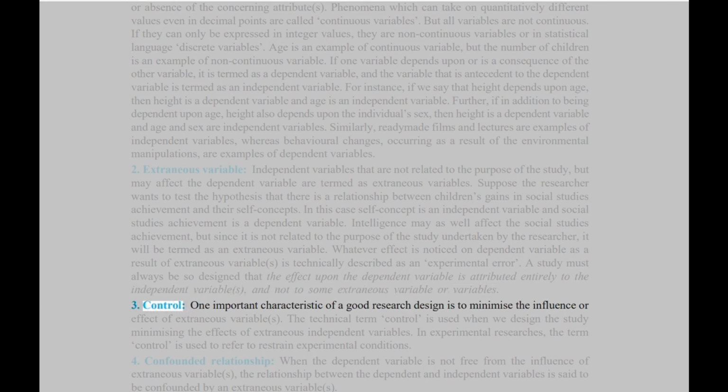3. Control. One important characteristic of a good research design is to minimize the influence or effect of extraneous variables. The technical term control is used when we design the study minimizing the effects of extraneous independent variables. In experimental researches, the term control is used to refer to restrained experimental conditions. 4. Confounded relationship. When the dependent variable is not free from the influence of extraneous variables, the relationship between the dependent and independent variables is said to be confounded by an extraneous variable.